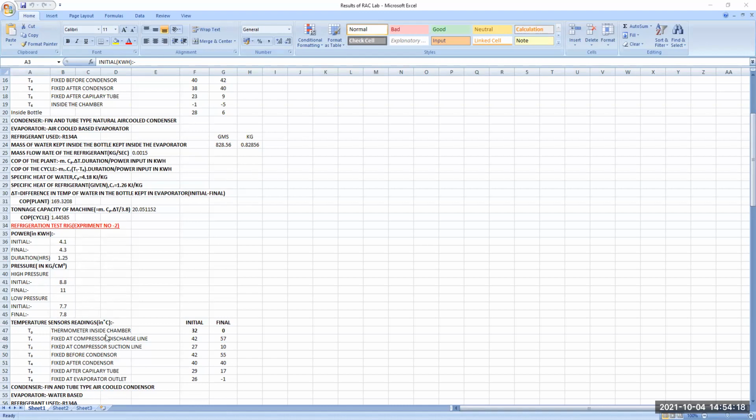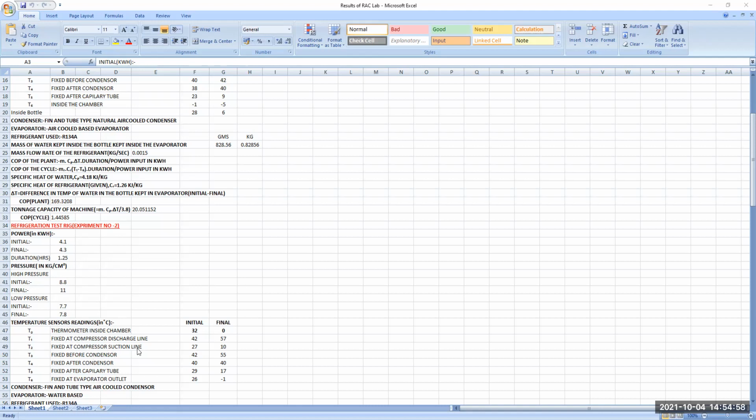And for the temperature readings, T0 is the temperature inside the chamber, which is measured as initially 32, almost room temperature. Finally, it returned almost to 0. And T1 is fixed at the compressor outlet; at the outlet of the compressor, the temperature was 42 initially during the start and became 57 degrees centigrade at the end of the operation.